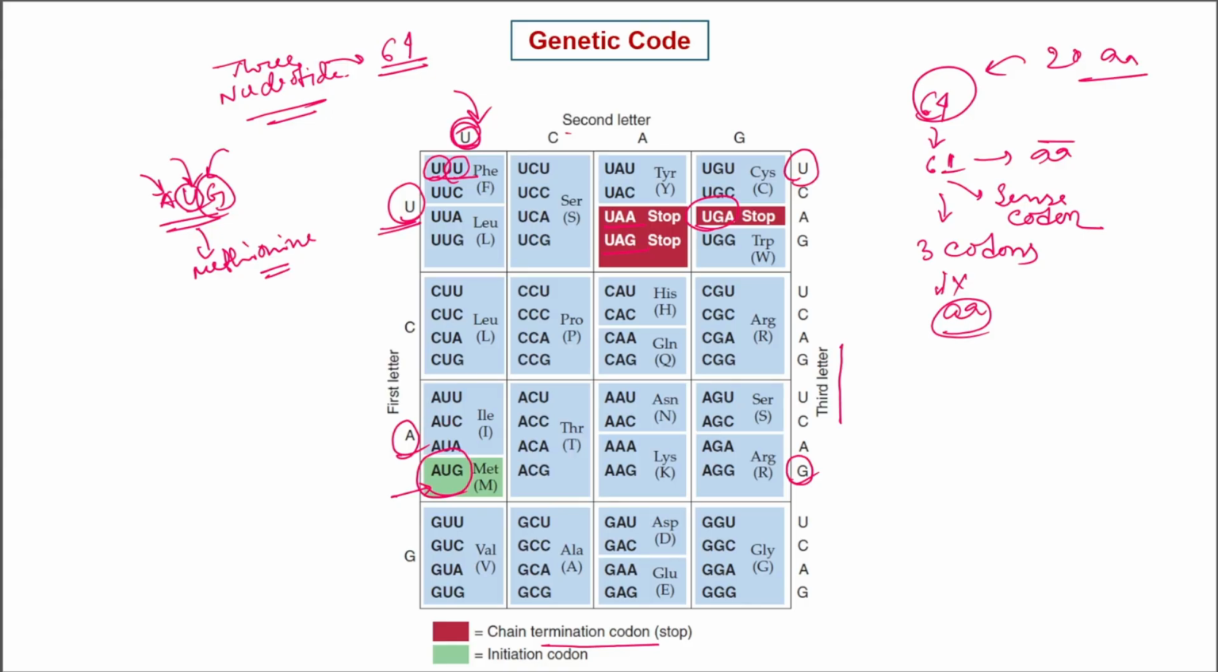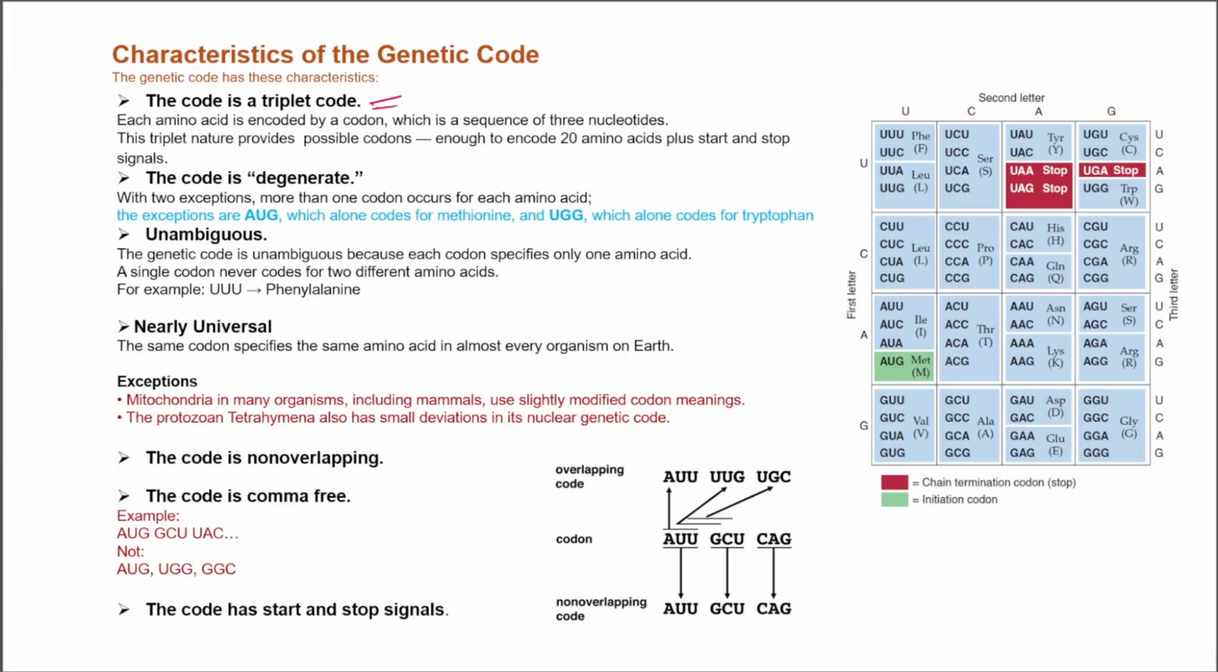So the major characteristics are that the code is a triple code. That means each amino acid is encoded by a codon, which is a sequence of 3 nucleotides. So the genetic code consists of 64 codons, each made of 3 nucleotides. Out of the 64 codons, 61 specify one of the 20 amino acids used to build protein, and the remaining 3 codons act as termination signals. They do not code for any amino acid and instead instruct the ribosome to stop protein synthesis. So that's why the code is a triple code.